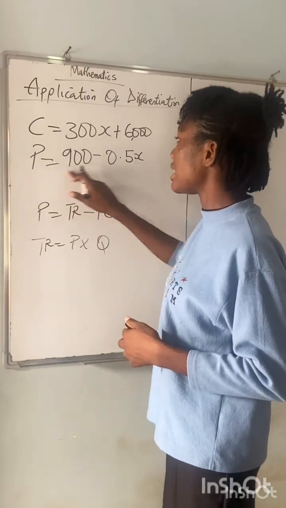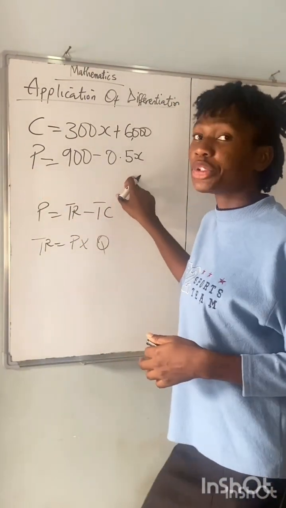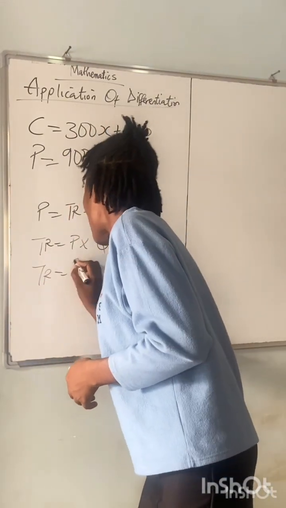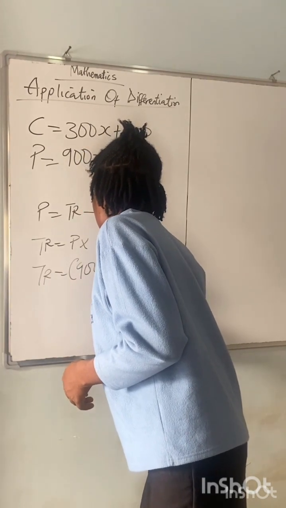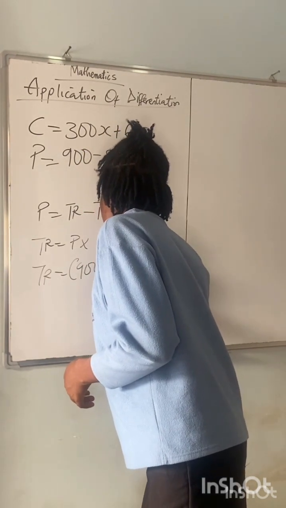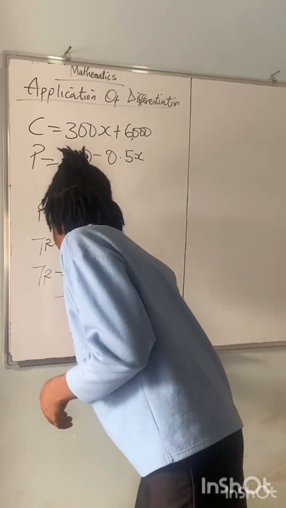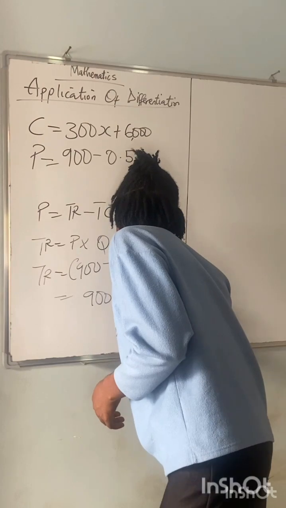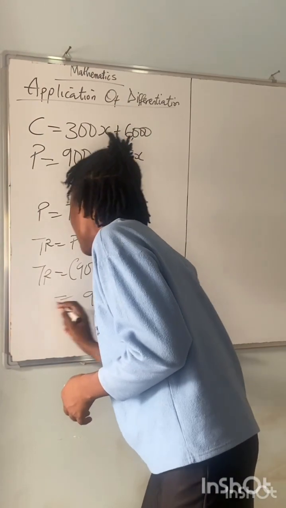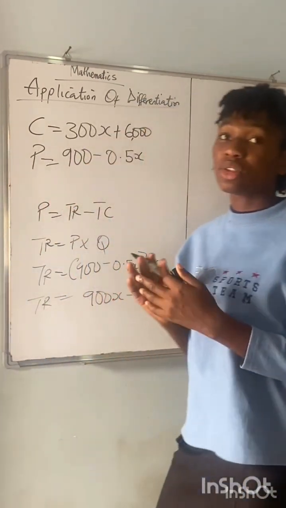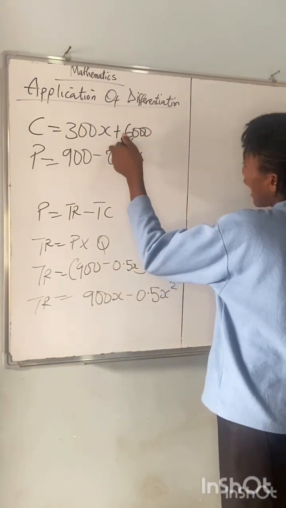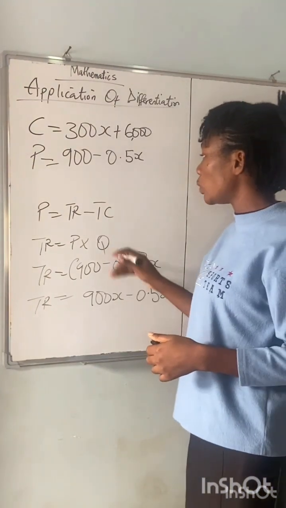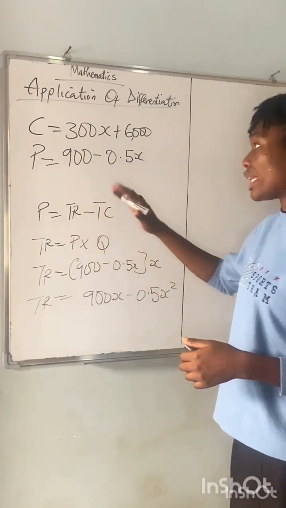Our quantity here is x, from the equation, and this is the expression of our price. So to get our total revenue, we multiply our price, 900 - 0.5x, by the quantity, which is x units. When we multiply, we have 900x - 0.5x squared. So this is our total revenue. We've gotten our total revenue and we've gotten our cost, so to get the profit value we subtract total revenue minus total cost.